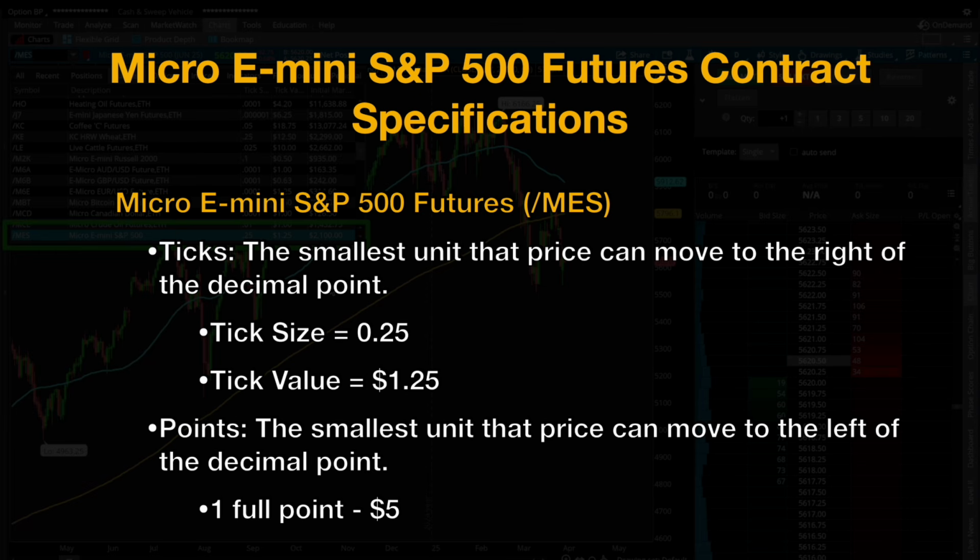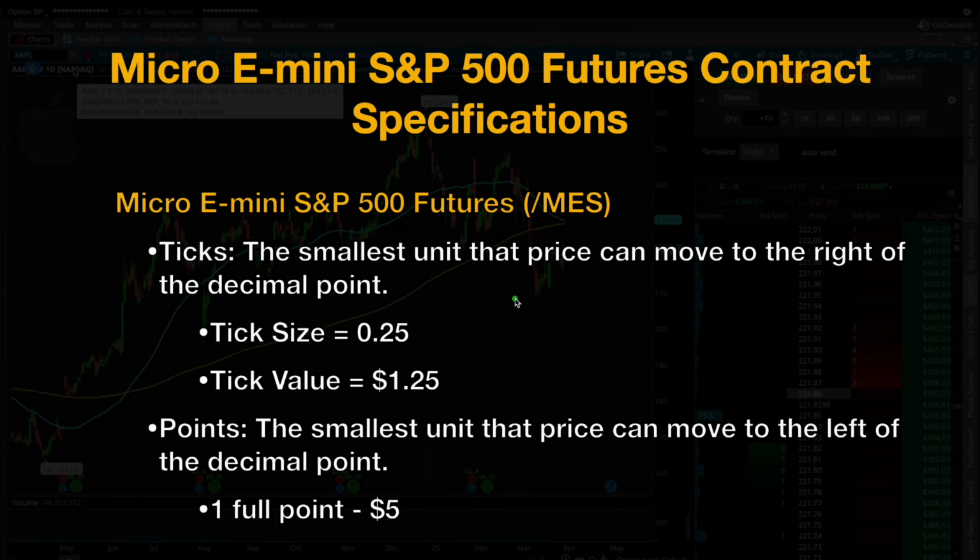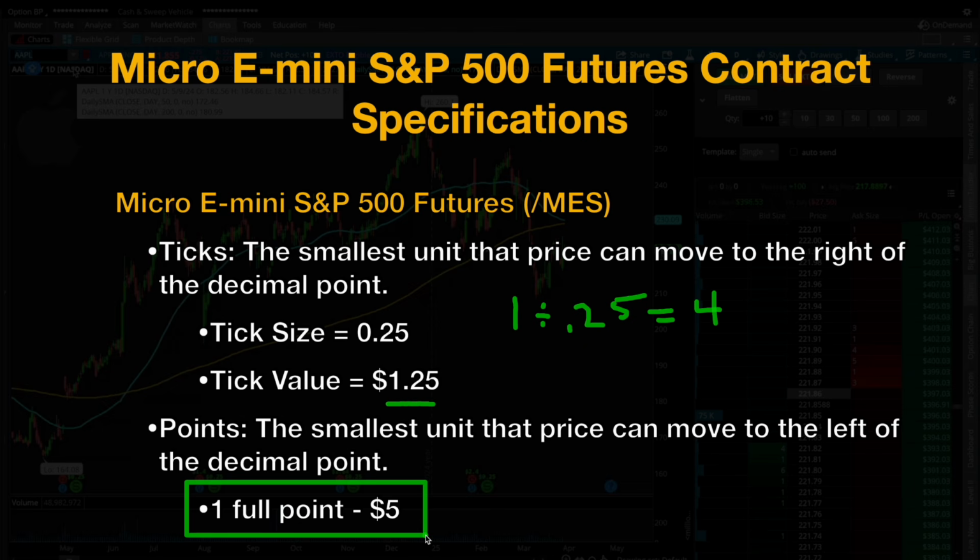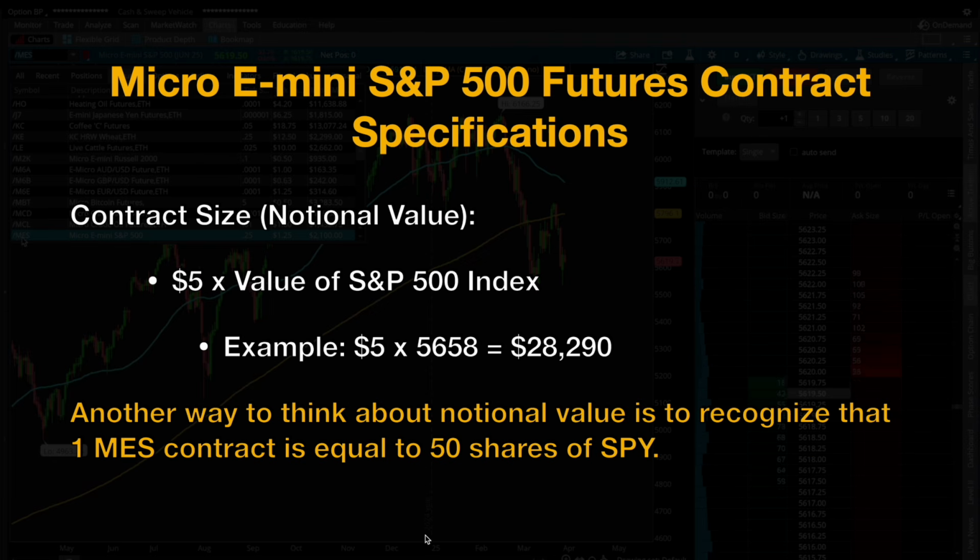This means that for every 0.25 point move in the S&P 500 index, your profit or loss changes by $1.25 per contract. So what does this actually mean? If we were to take 1, because we want to figure out how many ticks are in 1 point, and we divide that by 1/4 of a point, I think many of us know that there would be 4 ticks in 1 point. And if we take 4 and we multiply that times $1.25, we get a full point value of $5 per contract.